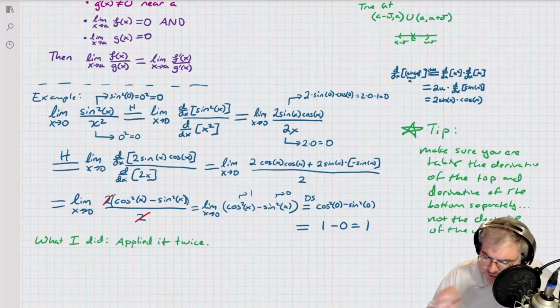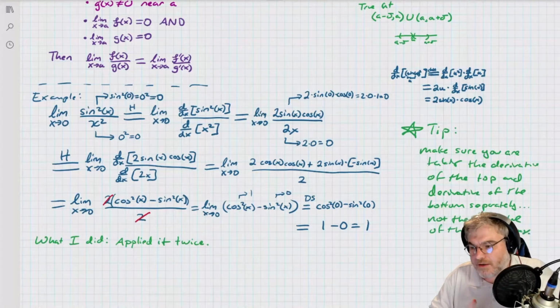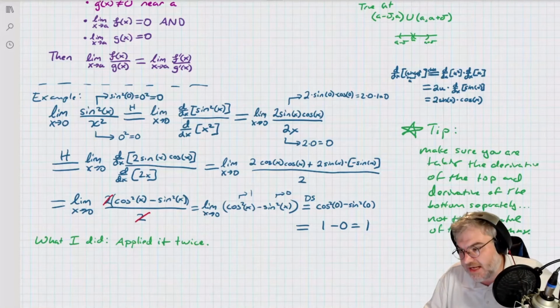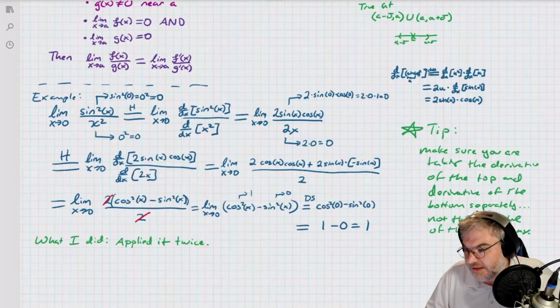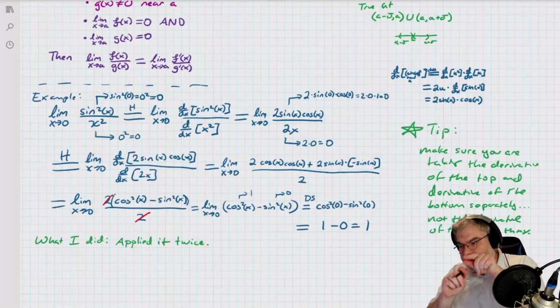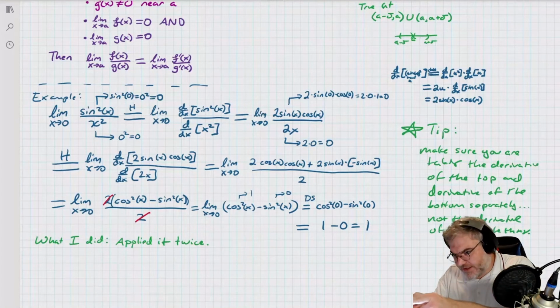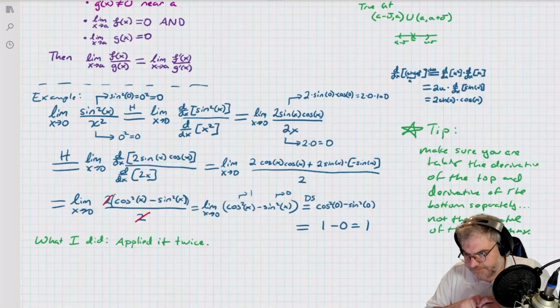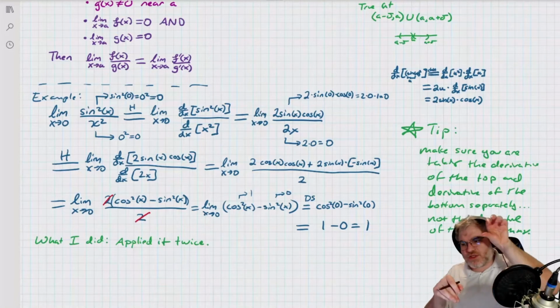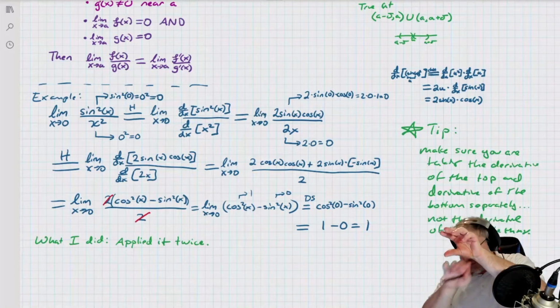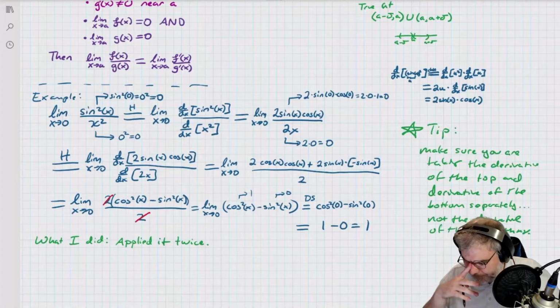If you're tempted to use the quotient rule, you're probably doing it wrong. Not always. I mean, sometimes these things can have quotients. You're right, the bottom could have had a quotient in it, but you don't need to. You shouldn't be using the quotient rule on every single one of these, right? You're taking the derivatives separately. Okay, that's important. You're not taking the derivative of the whole thing. You're taking the derivative of the top and the derivative of the bottom. Okay.